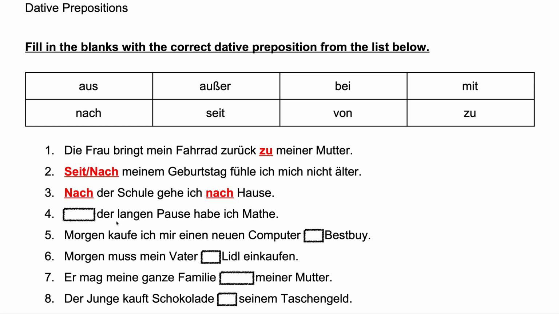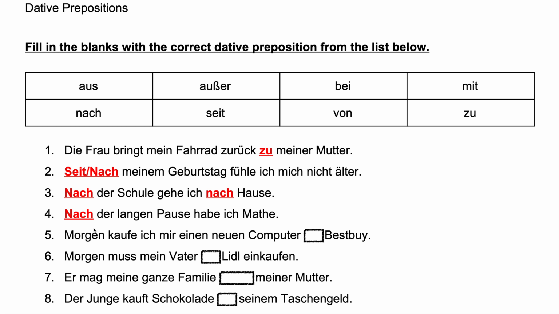Nummer 4. Blank der langen Pause habe ich Mathe. Langen Pause is the long break, which is kind of like a lunch break for German schools, and so that's what Pause here is supposed to be. So this one here is going to have to be nach der langen Pause. After the long break, I have math.